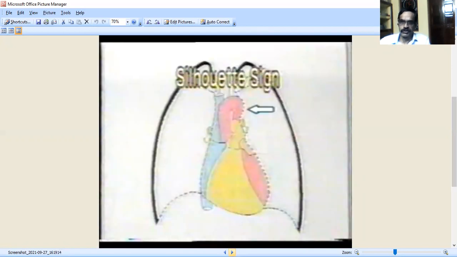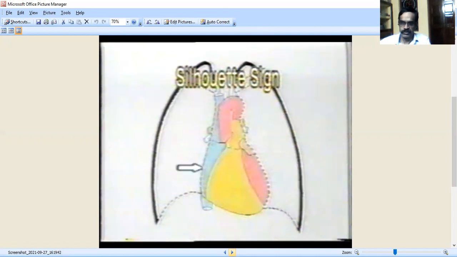You see the silhouette sign: if the shadow silhouettes with the arch of the aorta, then it is in the left upper lobe, isn't it? If it silhouettes in the left lower area of the cardiac shadow, the left cardiac shadow at the lower level, so if the consolidation silhouettes with the left cardiac border, then it is in the lingular lobe.